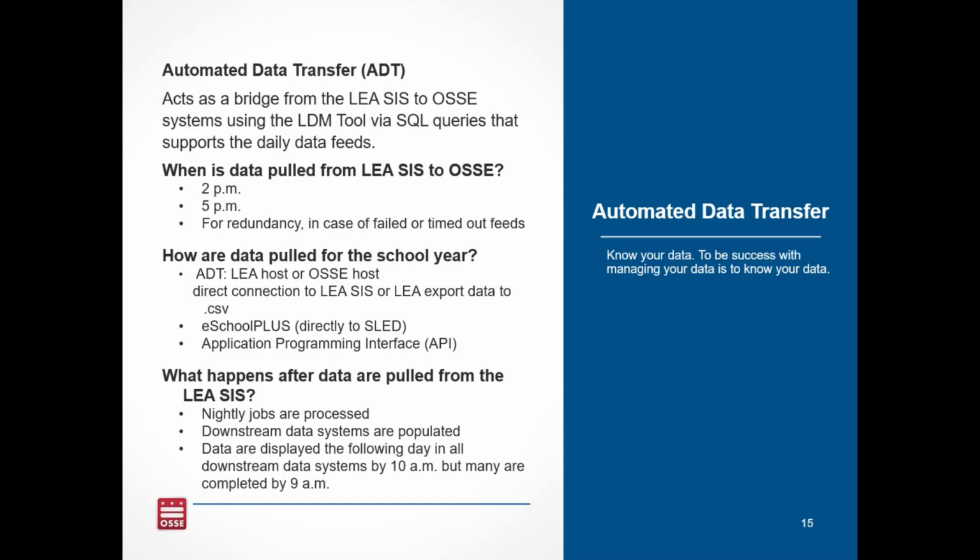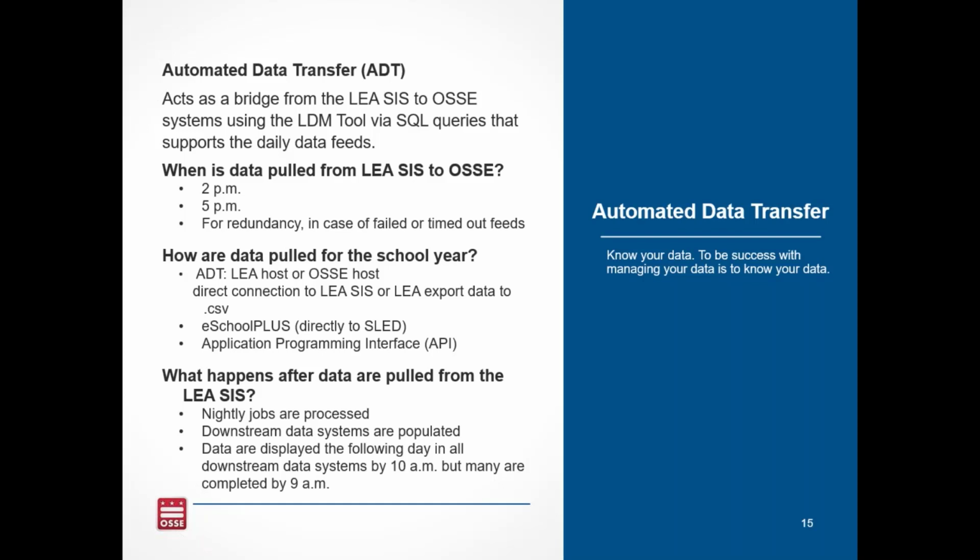And we also pull at 5 p.m. The reason we have 2 pulls is for redundancy purposes, to ensure that if we pull at 2 o'clock, we get your data feed, and we pull again at 5 o'clock, we'll use your 5 o'clock feed. If we pull at 2, it's successful, we pull at 5, it's not successful, we will use your 2 o'clock feed. If we pull both times and we don't get the data, we will persist your data from the previous day or the date that we did receive a good feed from your LEA student information system.